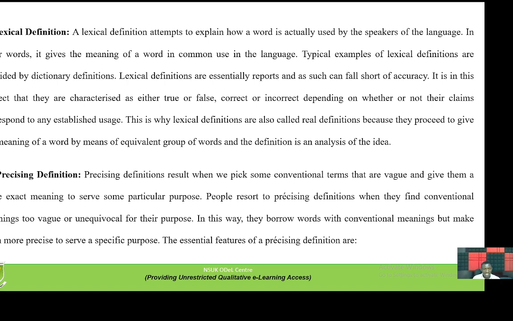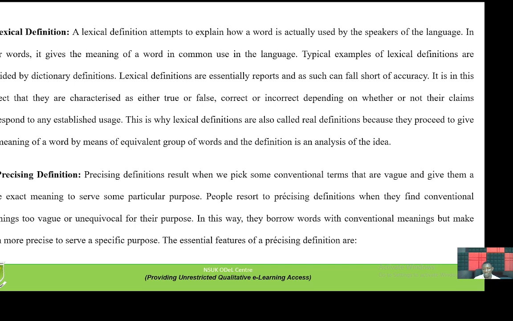So in the precising definition, you pick a specific meaning that you attach to that particular term or word, so that within the context in which it is used, those who are using it will know that this is what it means. And the problem of ambiguity is gone. The problem of confusion is gone. The problem of the meaning of the word not being clear is gone, because the meaning has already been decided. In this way, they borrow words with conventional meanings but make them more precise to serve a specific purpose.